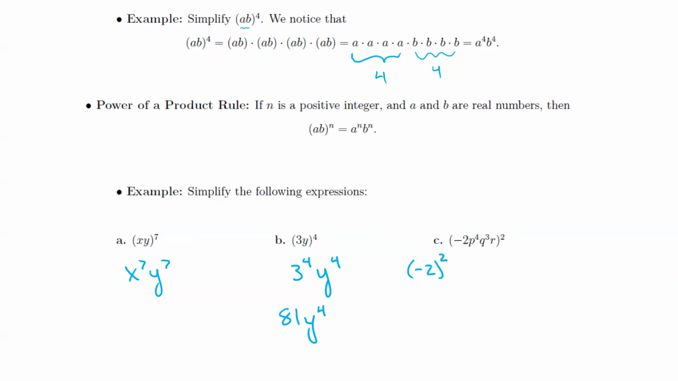Write it out like this: negative 2 to the second power times p to the fourth to the second power times q to the third to the second power times r to the second power. So I've taken each of the factors and raised them to the second power. And hopefully you're okay with that.